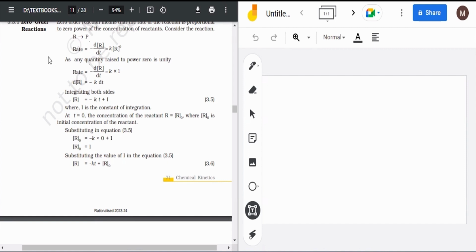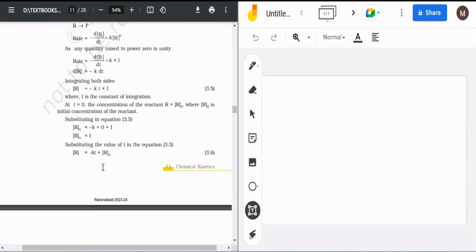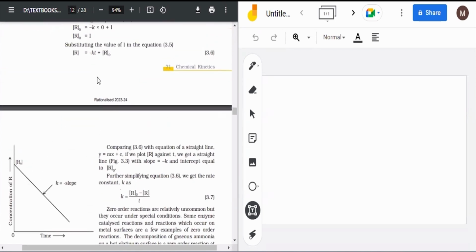Then on moving ahead, where I is the constant of integration, the concentration of reactant we can take equal to R naught. So for calculating the value of R naught, we will take t equal to 0. So here at t equal to 0, we are getting R naught to be equal to I. So R is equal to minus kt plus initial, which is equal to R naught, which we calculated to be equal to I. So we can write k equal to R naught minus R upon t.